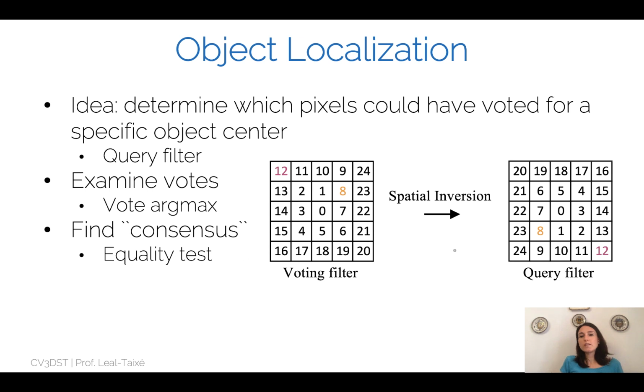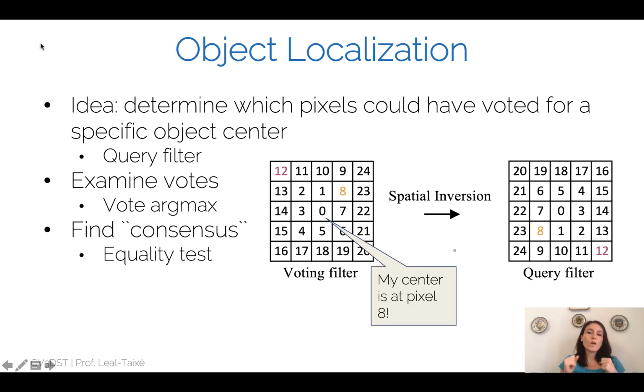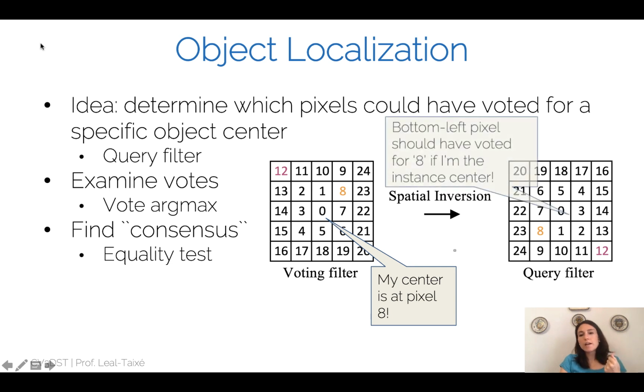So in order to determine which pixel could have voted for a specific object center, the authors propose to use what they call a query filter, which is essentially a spatial inversion of the voting filter. So see how it's horizontally and vertically flipped? So now the question is, if when I did the voting, I voted for pixel 8, position 8, to be my center, now during back propagation, I look at this pixel and I say, well, the bottom left pixel, right, where the 8 is, should have actually voted for 8 if I'm the instance center, right? This is exactly the opposite operation. And this essentially, by applying this query filter, is how you can do this vote aggregation, this back propagation, where you actually find out which pixels voted for you as a center.